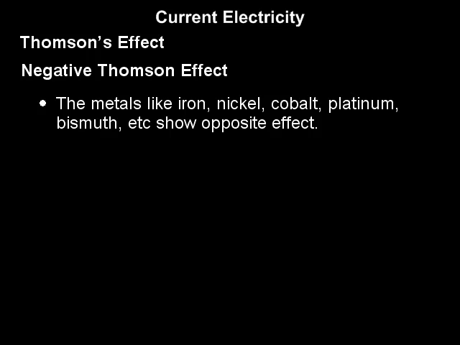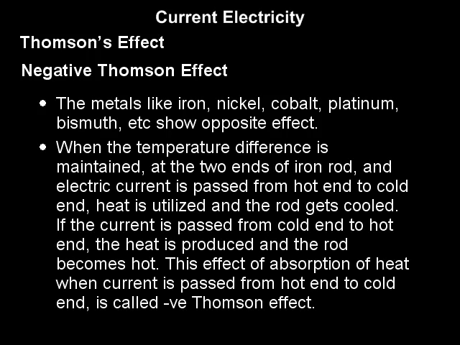But the metals like iron, nickel, cobalt, platinum, bismuth, etc. show opposite effect. When the temperature difference is maintained at the two ends of an iron rod and electric current is passed from hot end to cold end, heat is utilized and the rod gets cooled. If the current is passed from cold end to hot end, the heat is produced and the rod becomes hot. This effect of absorption of heat when current is passed from hot end to cold end is called negative Thomson effect.